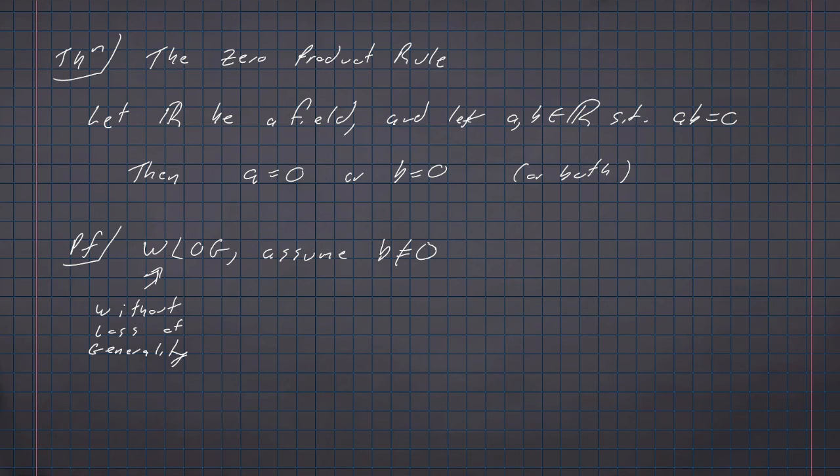Without this statement, the proof would take 3 times as long, because we'd have to show if a is not 0, then b is 0. If b is not 0, then a is 0. And it's also possible that a is 0 and b is 0. So we have to do 3 different things, and we don't want to do that.